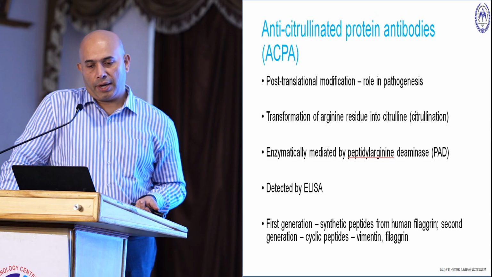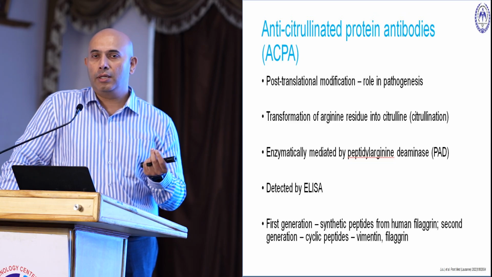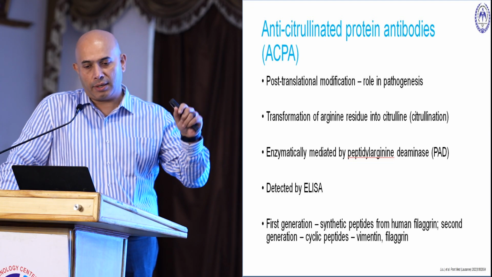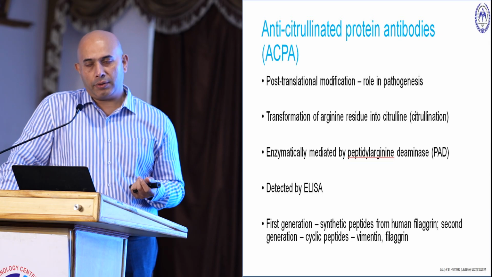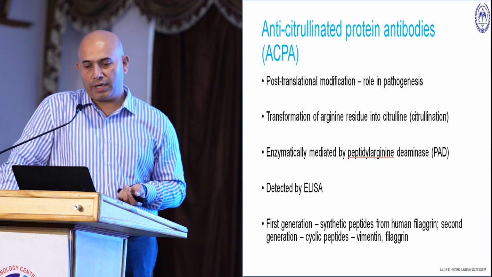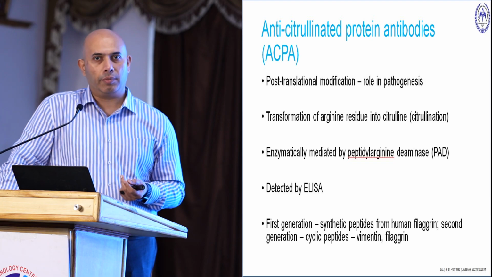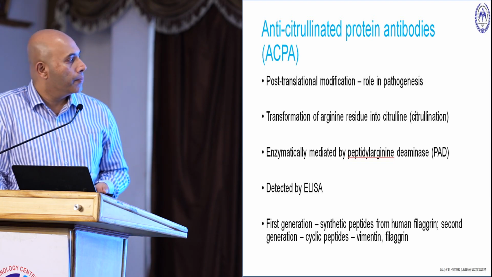Like I mentioned, the first generation has synthetic peptides from human filaggrin. In the second generation, the initial one was a linear peptide. The second one used cyclic peptides. And the third is from vimentin and filaggrin. The third one we do have, but I really wonder if it's going to have much of a benefit as compared to the second generation in regular use.